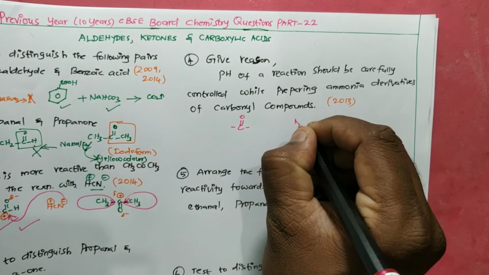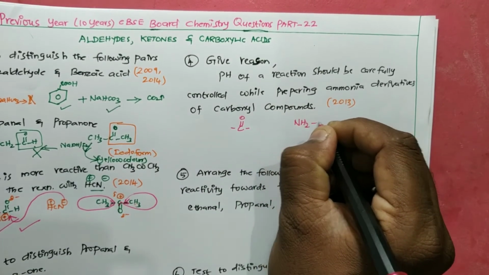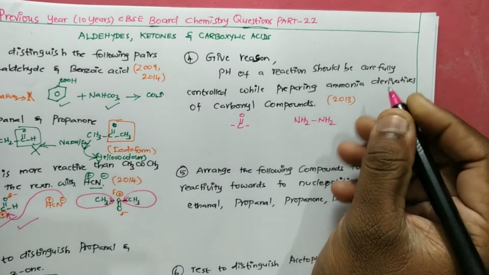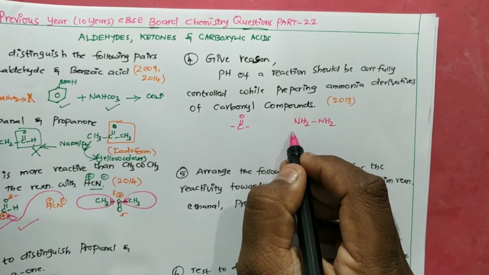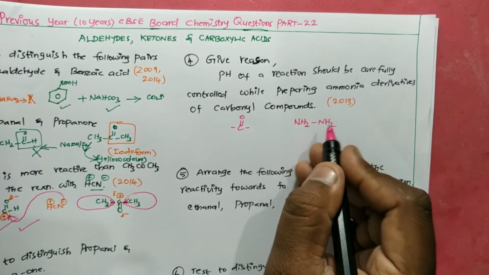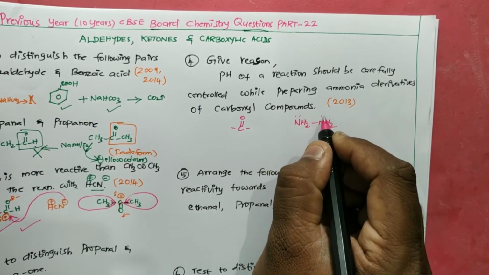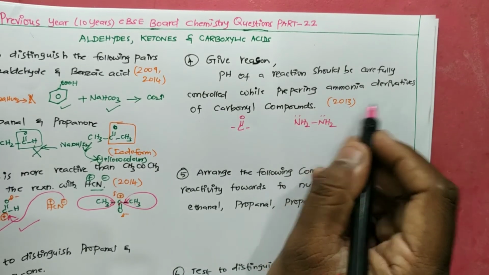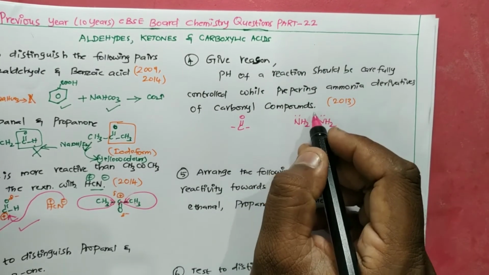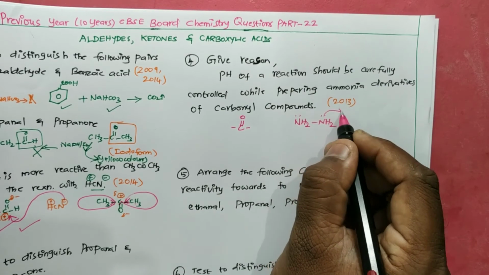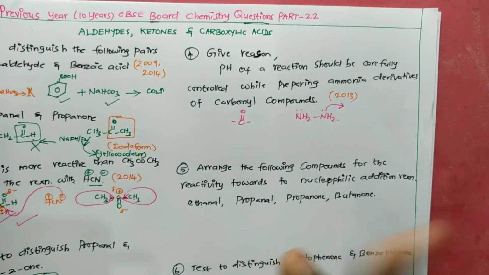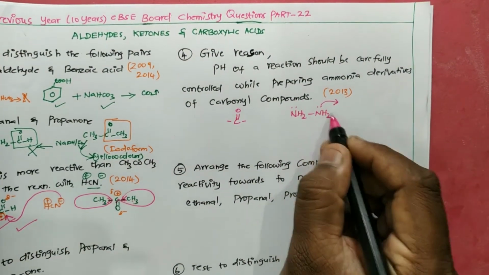Because ammonia, if I am taking NH2NH2, consider this as one of the ammonia derivatives, that is hydrazine. It acts as a base. Because ammonia acts as a base. Why? It donates a pair of electrons, and that is why it is considered a base.